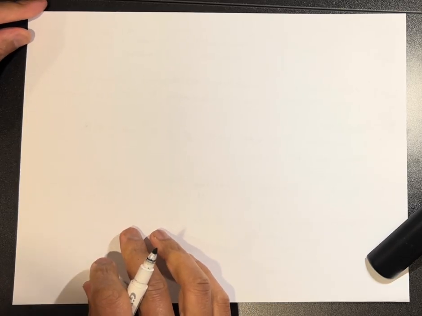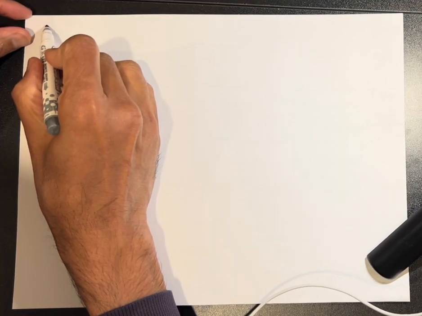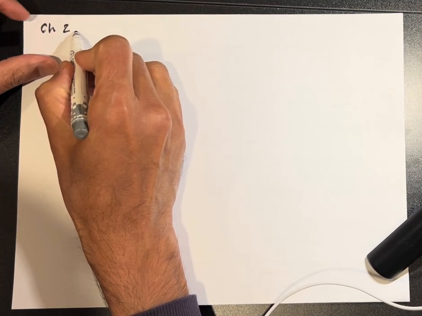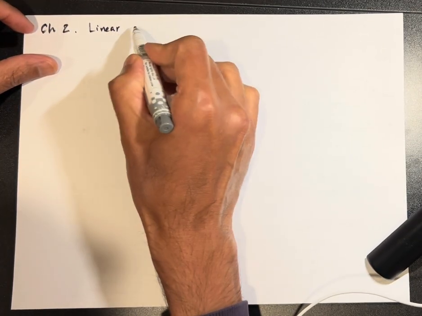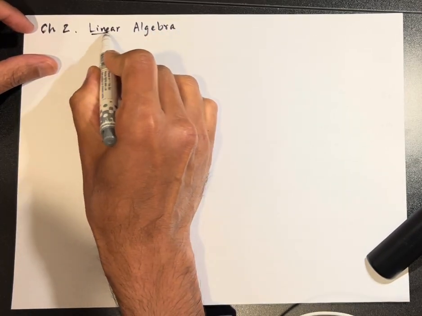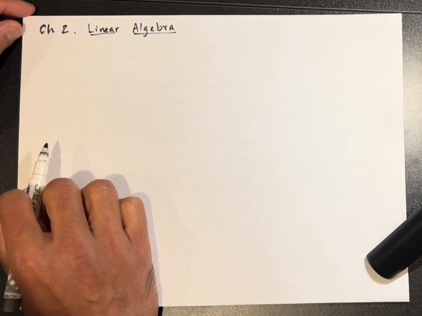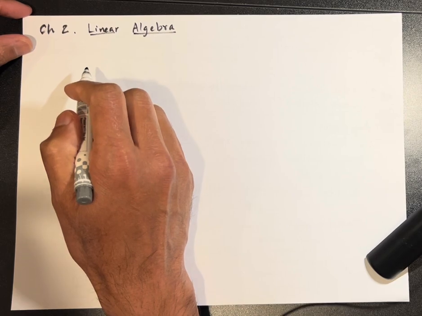So today we're going to actually start the mathematics, and this is the second chapter. Chapter 2 of the Mathematics for Machine Learning book, and that's linear algebra. So we're going to start, and as usual, we'll start reading a little bit and then talk as I go along.